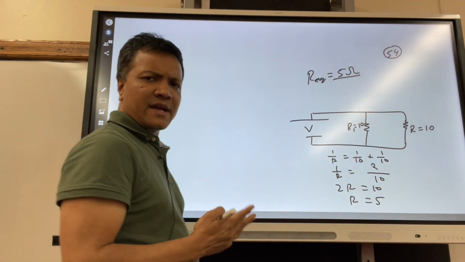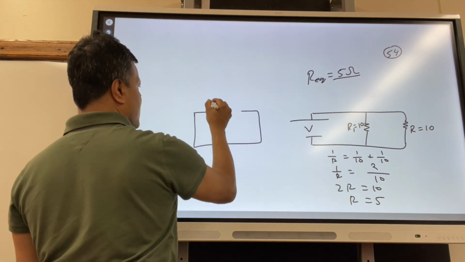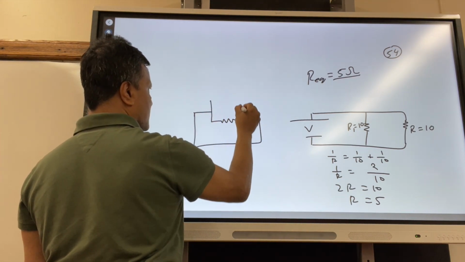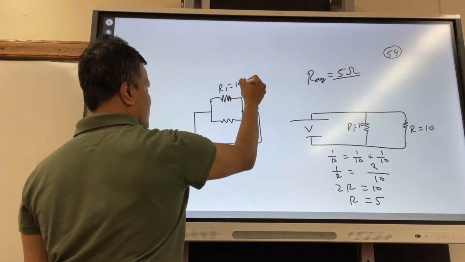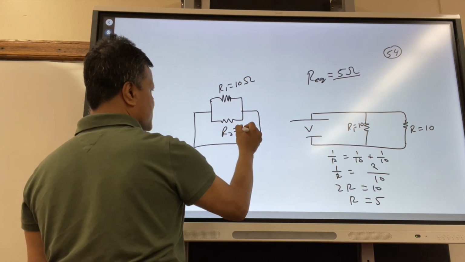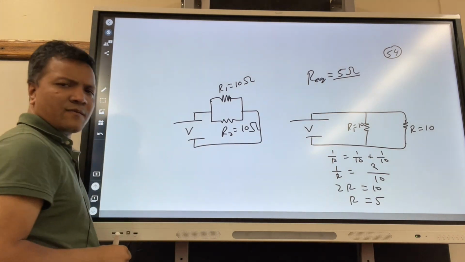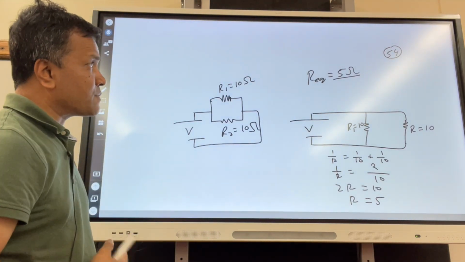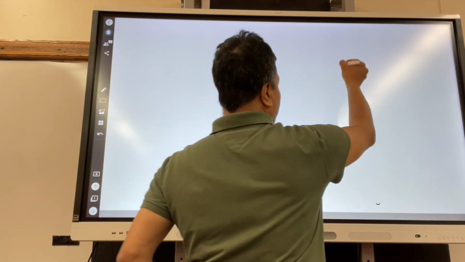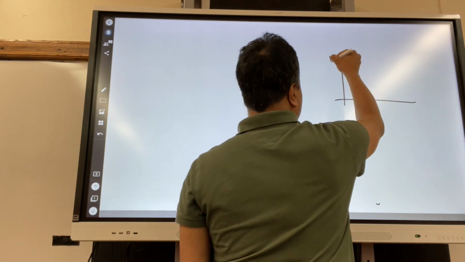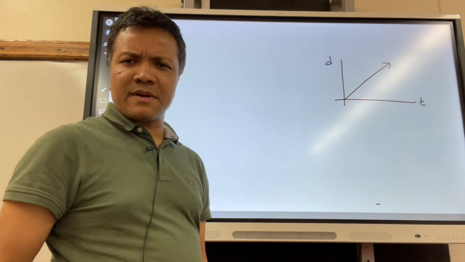Another way you can do the same thing is this. So R1 is equal to 10. R2 is also equal to 10, and this is of course positive terminal, negative terminal voltage. Okay, so that would be problem number 54. Now let's see problem 55. Problem 55 is, if I give you this distance versus time graph, and that is a diagonal line, what is the velocity versus time graph?